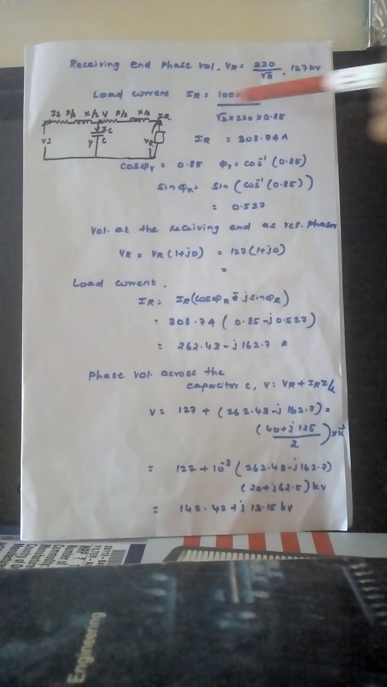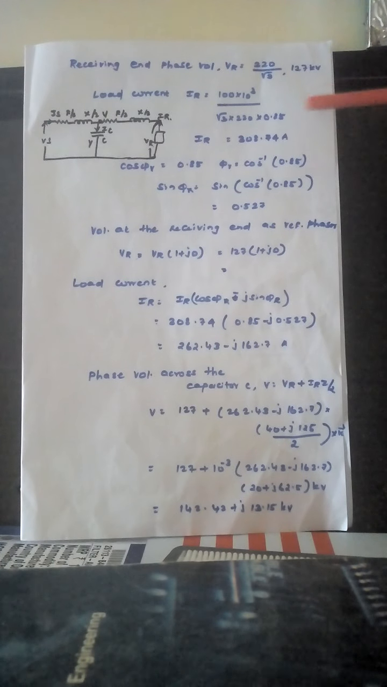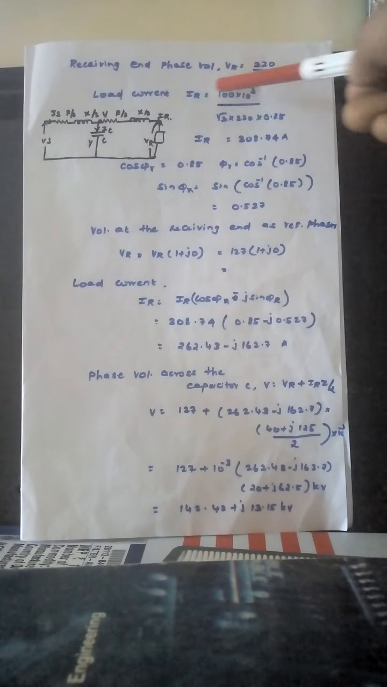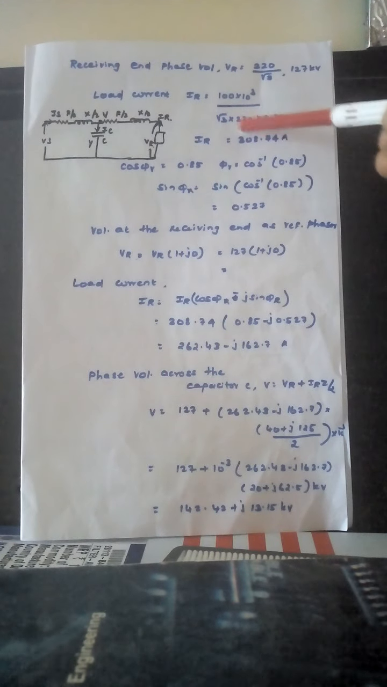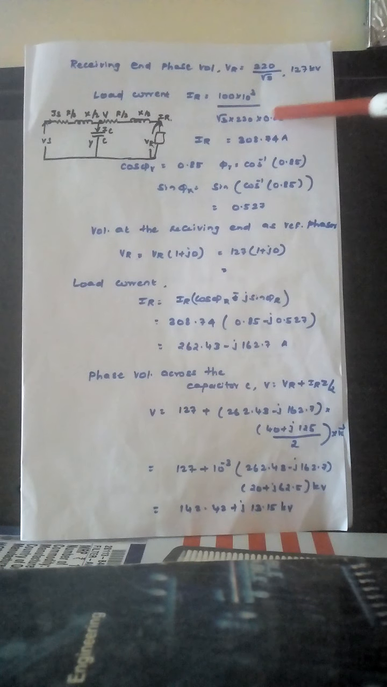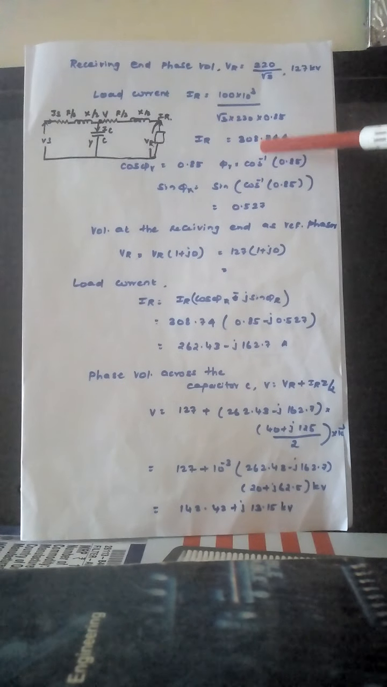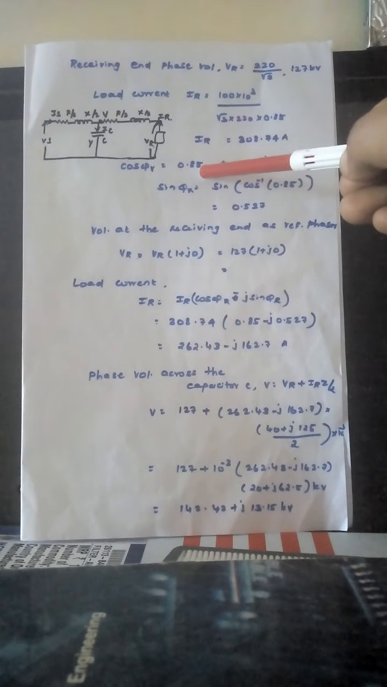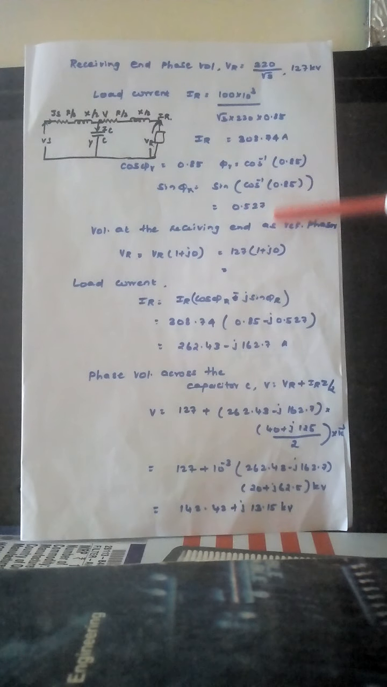Next we have to find IR. They have given the power, PR will be equal to root 3 times VR IR cos phi r. From this we are finding IR. PR we know, that is 100 into 10 to the power 3 divided by root 3 into VR, 220, into cos phi r, 0.85. If you substitute, we get IR equal to 308.74 amps. They have given cos phi r as 0.85. From this we find sin phi r, that is 0.527.